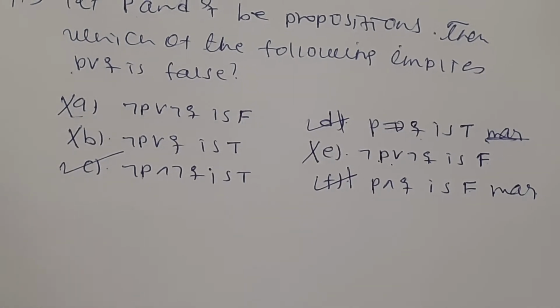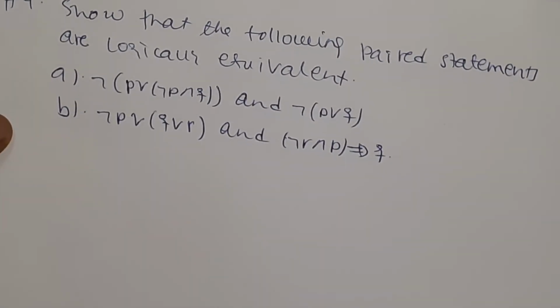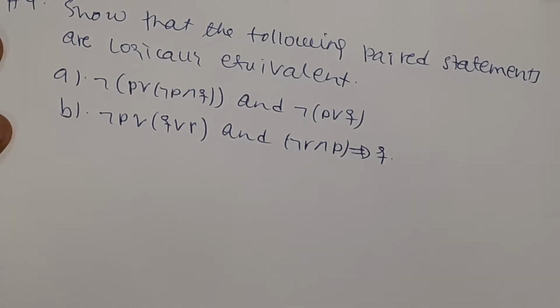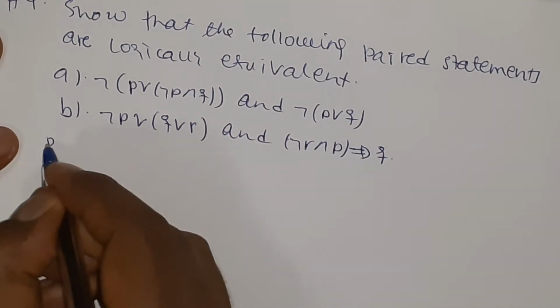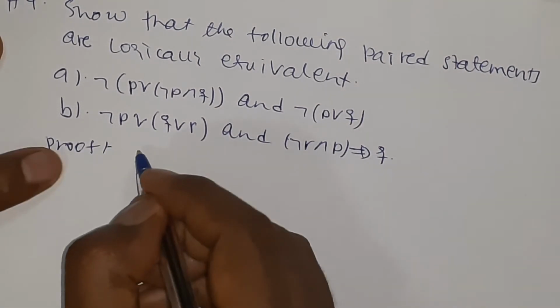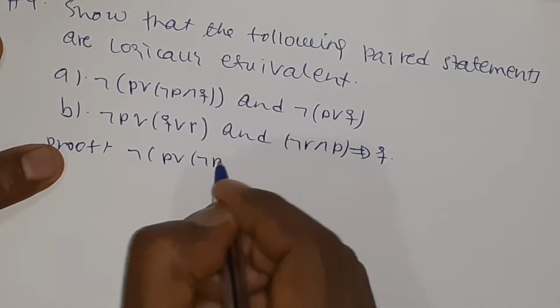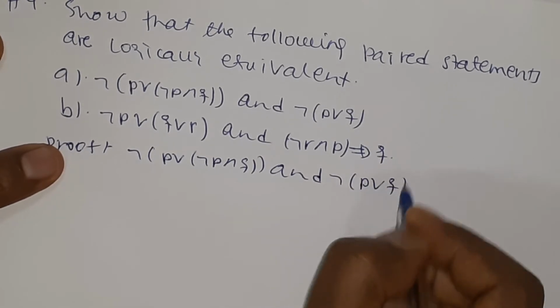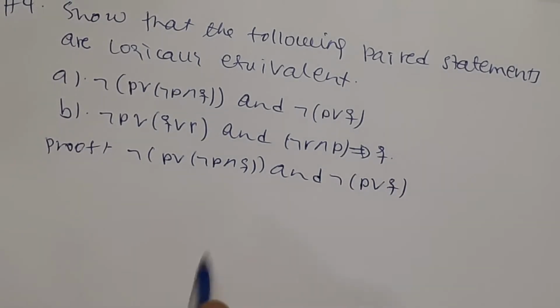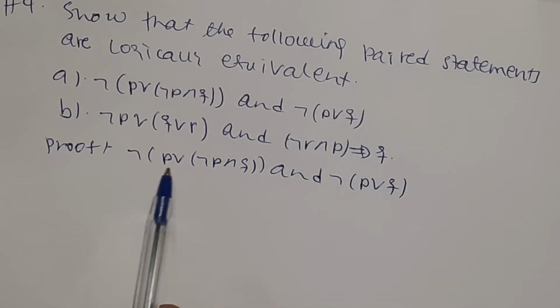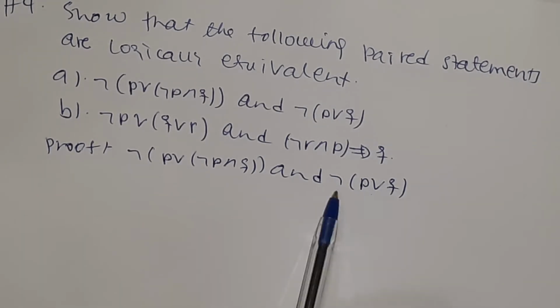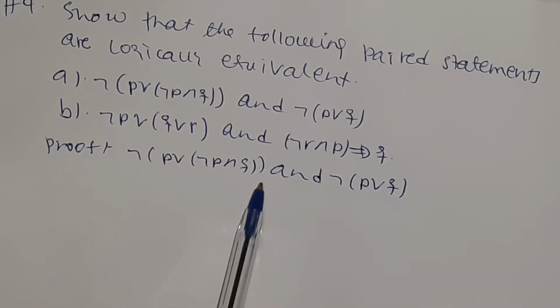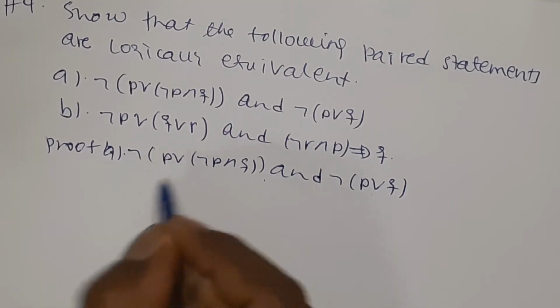The next question, that is question number 4, says, show that the following paired statements are logically equivalent. So that in order to show this one, we have the first one, that is the negation of P or negation of P and Q, and negation of P or Q. In order to show the equivalency of these two, we can start either from here and arrive at this one, or we can start from here and arrive at the first one. For the time being, let us start from the first one, that is here.